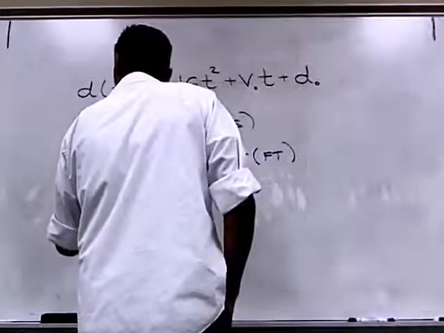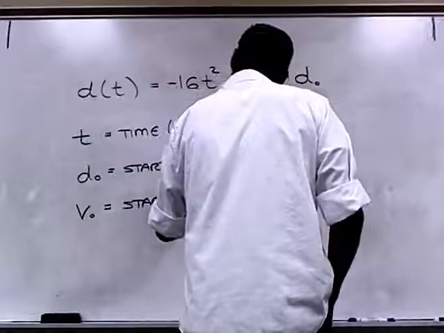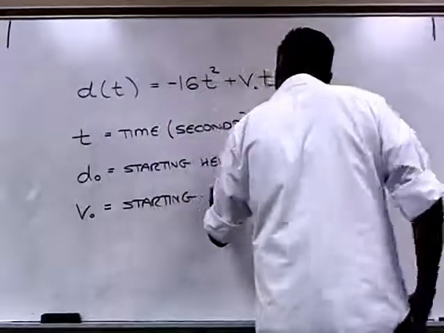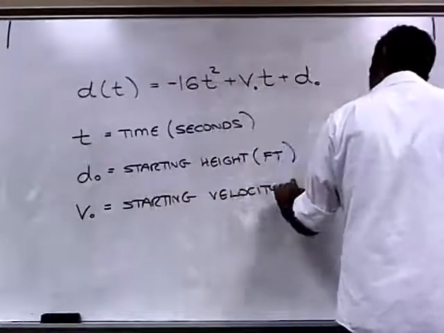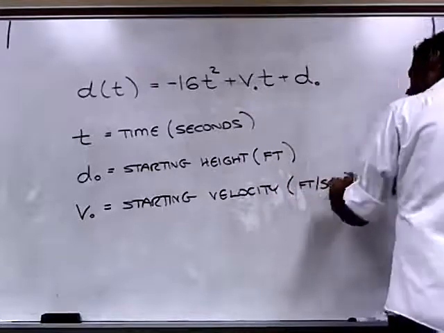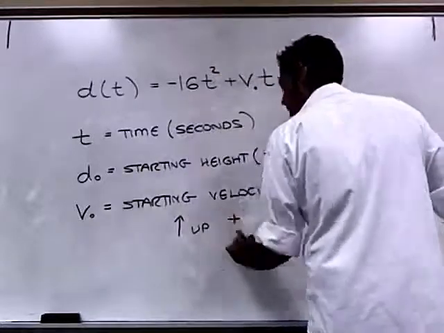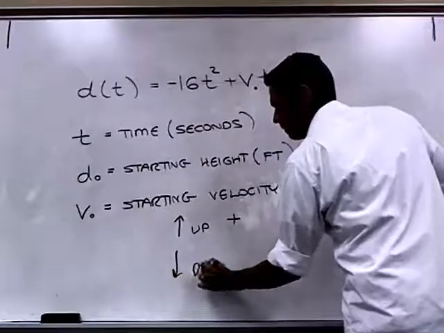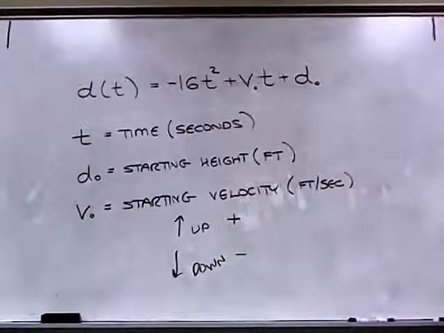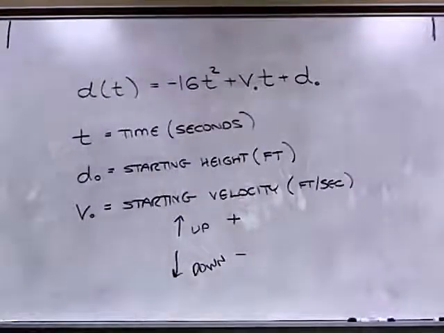V naught, anyone know what that is? So you're starting something. V is going to stand for velocity, or speed, and this is measured in feet per second. If it's up, it means it's a positive number. Down means it's a negative number. Again, you'll have to let me go through some examples of this. So we have starting velocity.